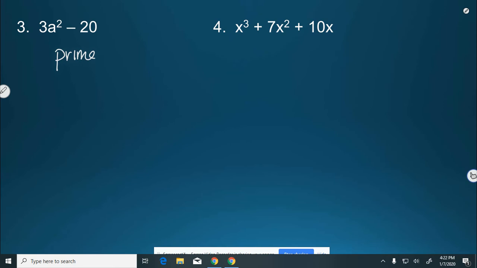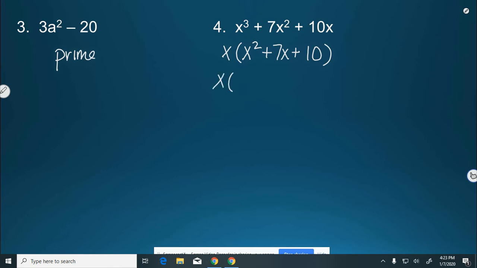Then 4. We have an x in each of those terms, but then 7, 10, and 1 don't have a common factor. So our monomial that we can factor out is x. Then that leaves us with x squared plus 7x plus 10. So now I want to see, is there two numbers that are factors of 10 that might add together to get 7? And we know 5 and 2 add up to get 7. So I'm going to use substitution to simplify.